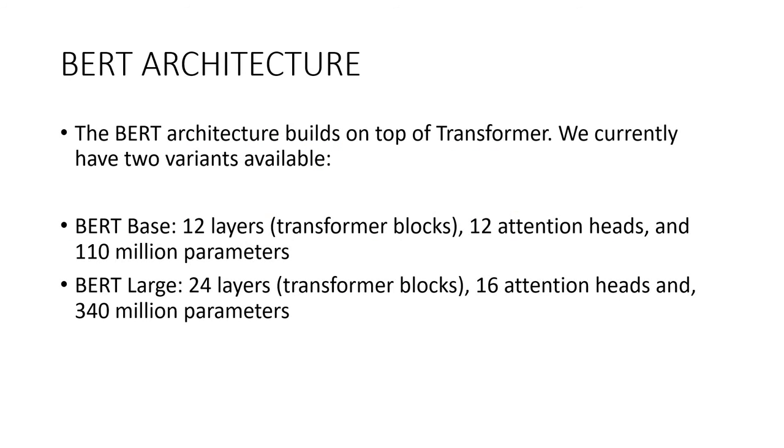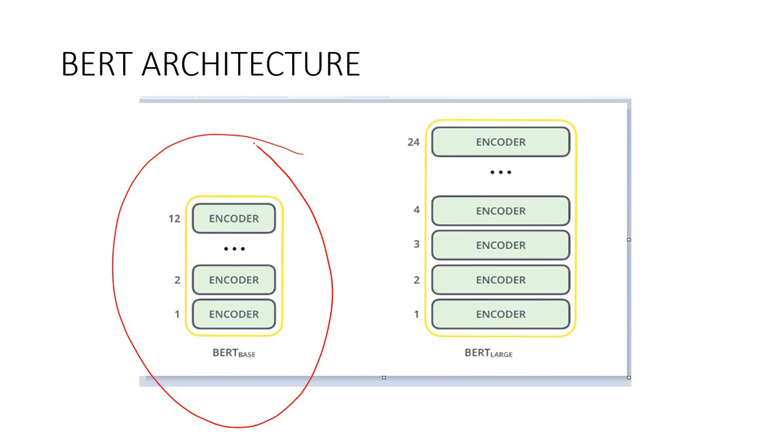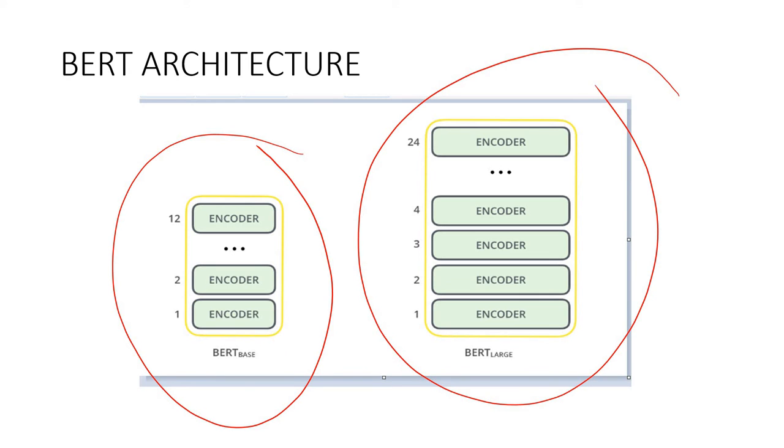BERT architecture builds on top of transformers. Currently two variants are available. BERT base has 12 transformer layers, 12 attention heads and 110 million parameters. BERT large has 24 transformer layers, 16 attention heads and 340 million parameters. These are the two models available. This is the BERT architecture: this is the base and this is the BERT large.